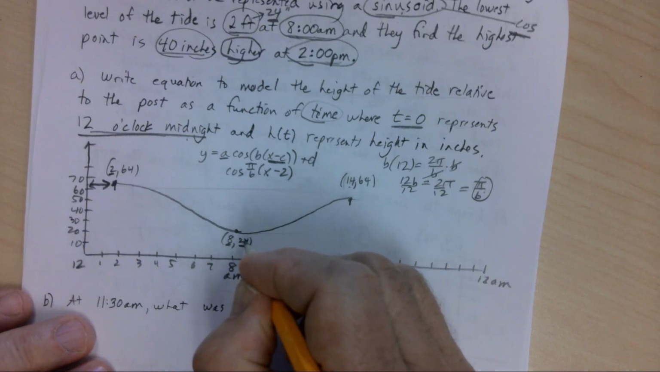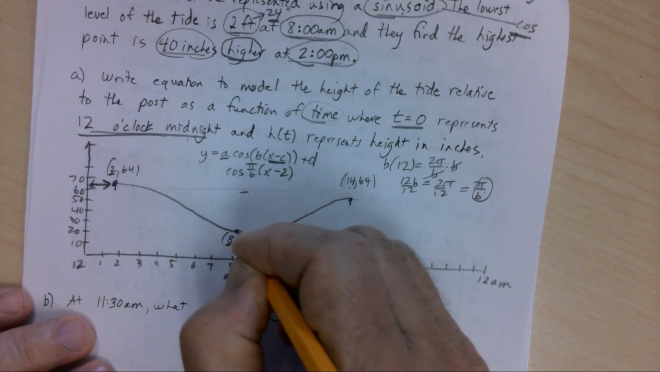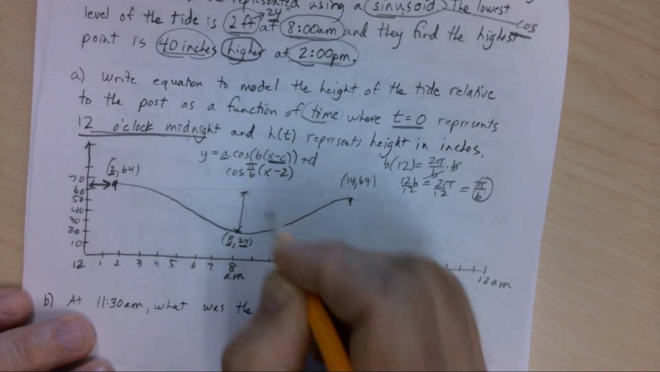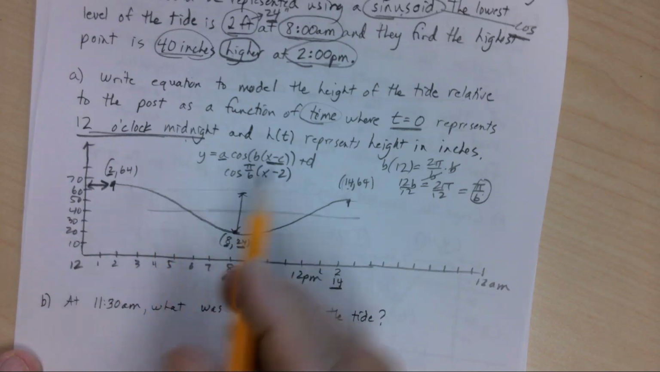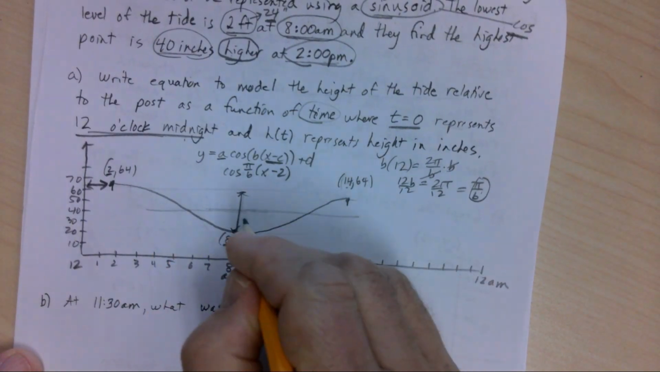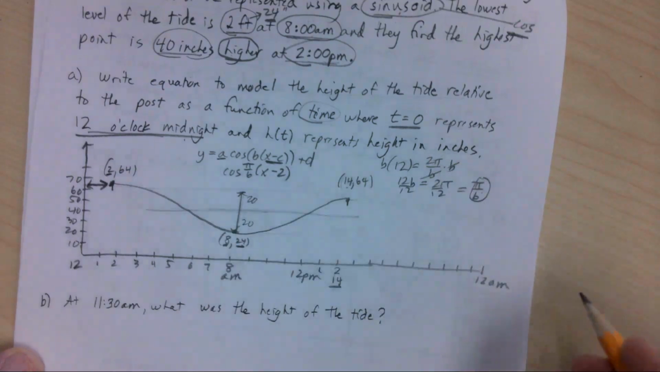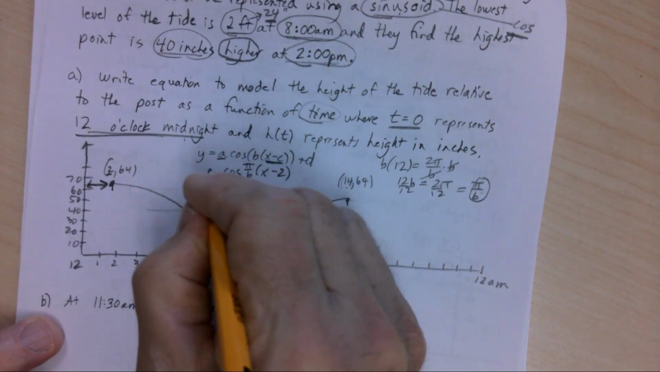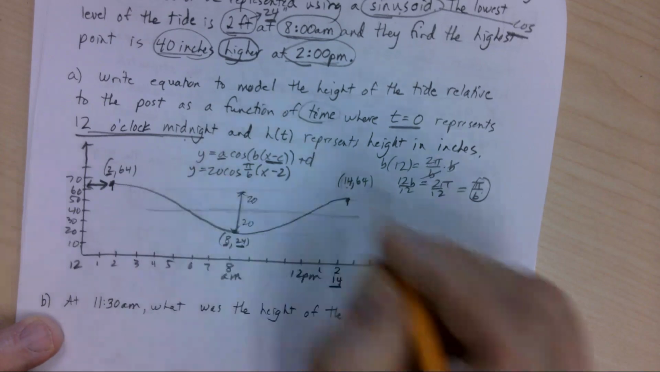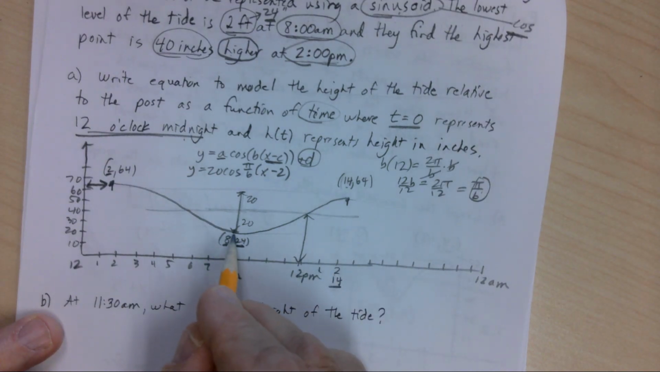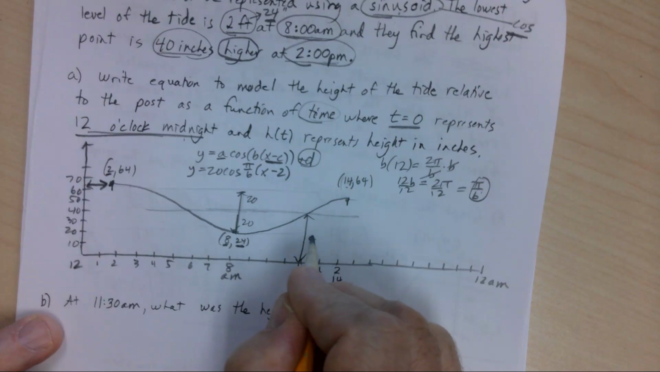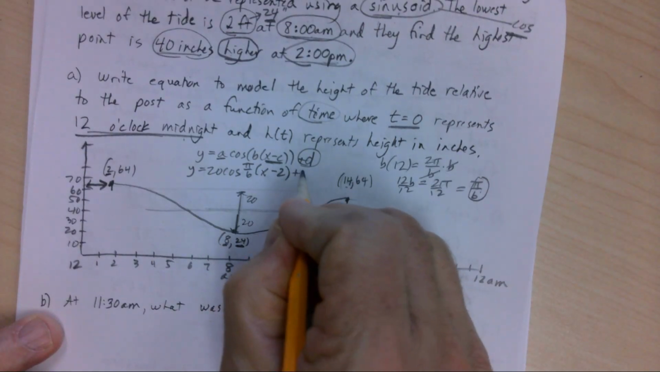Now I need to find the amplitude. I can see from 24 to 64 is a total of 40. But remember, I want the halfway mark. So if this is 40, that means this is 20 and that's 20. And that's going to be my amplitude. And how far did we move this up? Well, we got to think for a second. We went up 24 to this point, another 20. That's 44. So there's D.